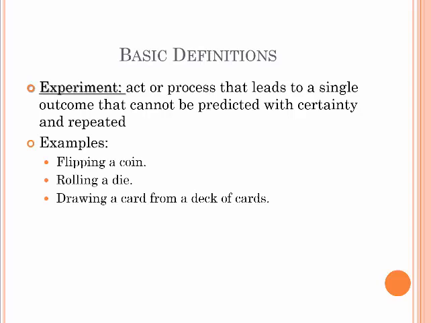Some examples here are flipping a coin. This is an experiment in probability because when I flip a coin, I don't know for sure what I'm going to get, but I can repeat it. I can do it again and again and again. Same thing with rolling a die. When we talk about rolling a die in this class, it'll always be a six-sided die. Or even drawing a card from a deck of cards. When you draw a card at random, you don't know what you're going to get, but you can immediately repeat it.